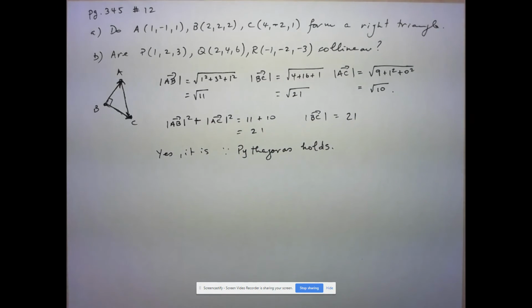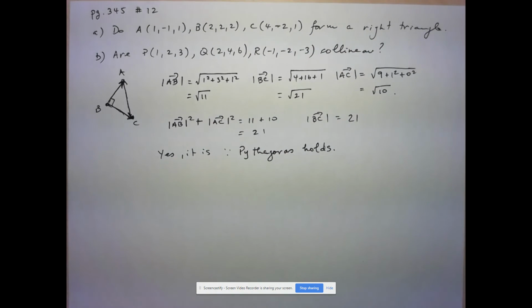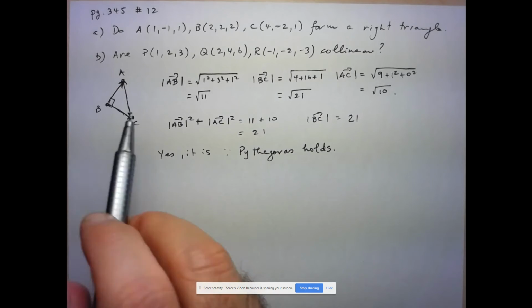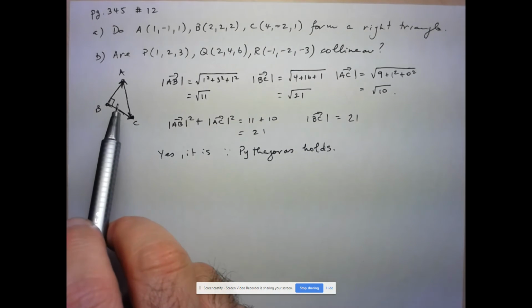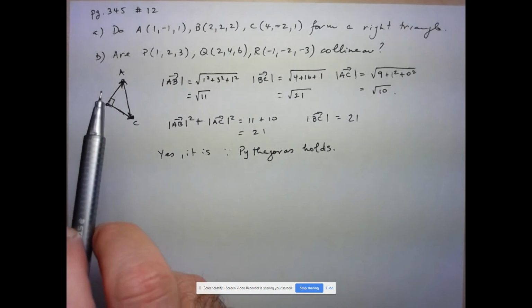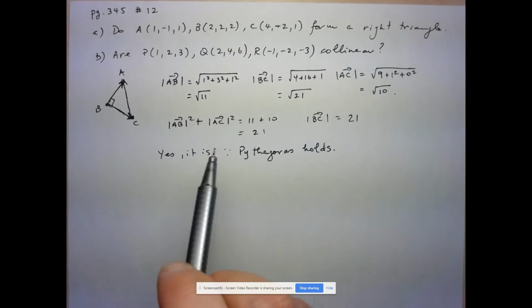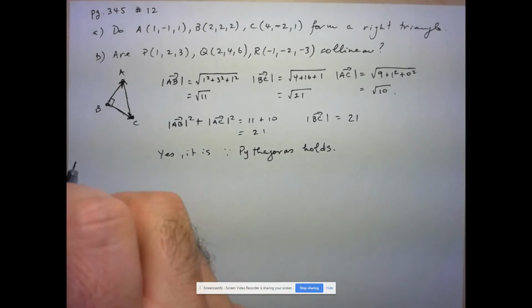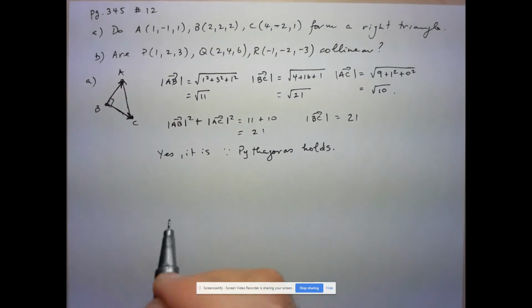So keep in mind that while we'll normally use trigonometry to find an angle, in this case, because we were specifically looking for a right angle in a triangle, we could just see if Pythagoras works. So that was A.